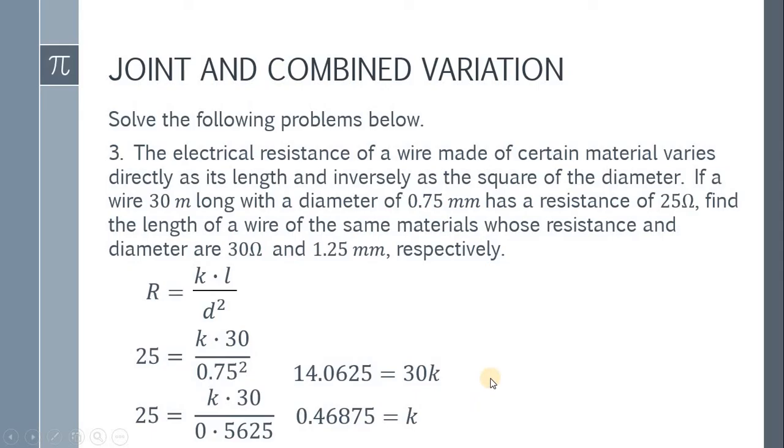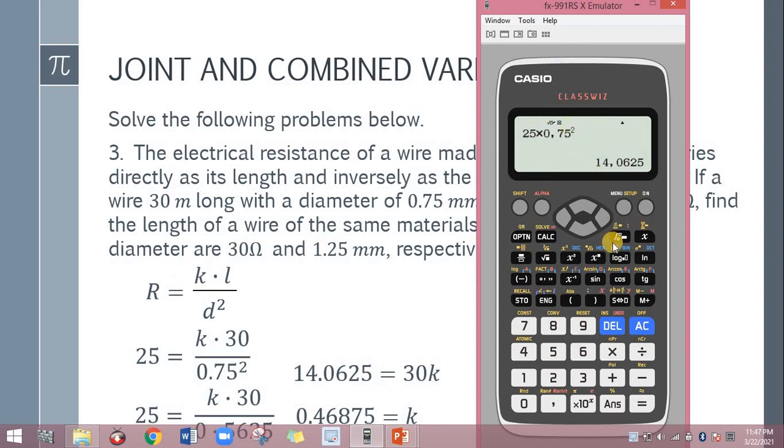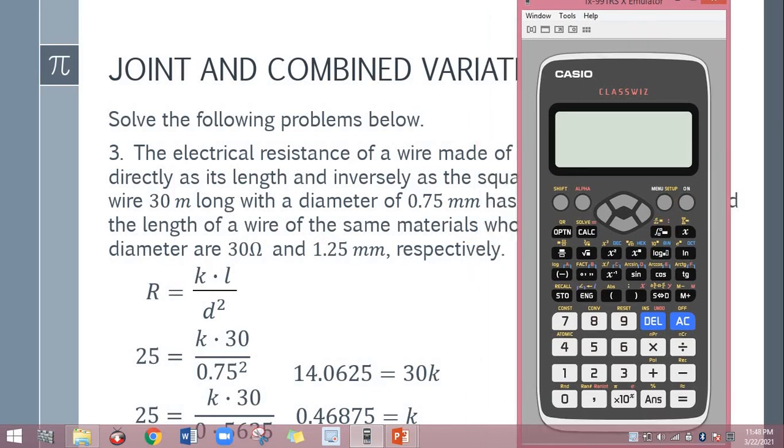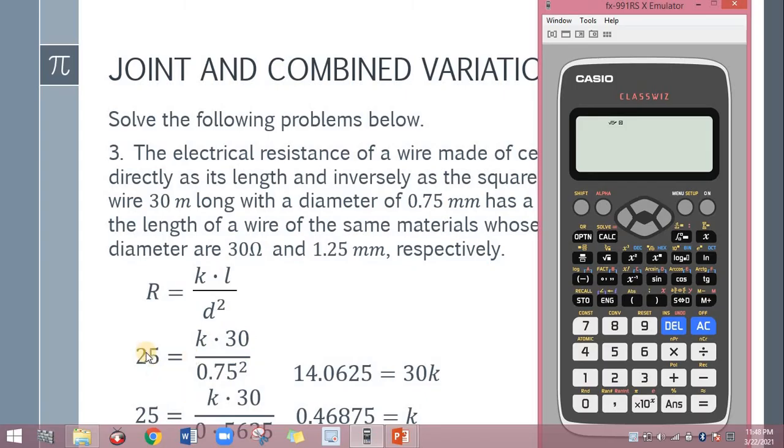Now, double check muna natin yung mga values natin. Kuha tayo ng calculator. Okay, so dun muna tayo sa umpisang step natin. 25 times 0.75 squared. So we have 25 times 0.75 squared para sure tayo. Equal sign, gawin natin decimal. So tama naman tayo. Then divided by 30. Then equal sign. Pwede siyang gawing fraction na 15 over 32. Or in decimal, we have 0.46875. Therefore, our answer is correct. So, pwede na tayo mag-continue.